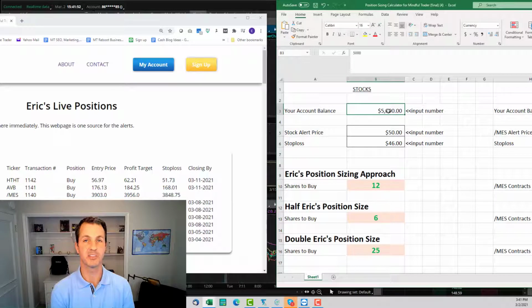I got to make sure this point is made very clearly. This is not just your total balance of some account. This is an important number. This is the amount you're willing to risk.